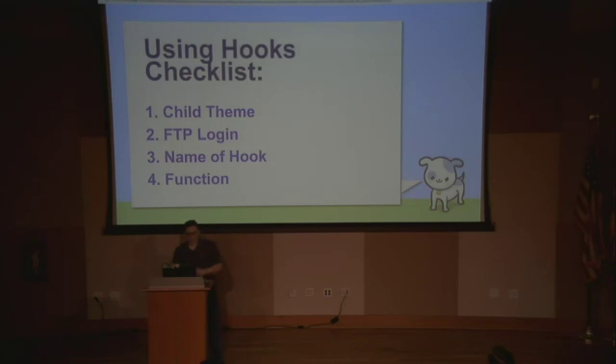And third, of course, you're going to need to know what hook it was. Like, for example, I knew it was in the loop product title. I knew it was there. So you're going to have to figure out what do you need to reference here. Do you need to reference a filter? Do you need to reference an action? They're two different things. And then number 4, of course, what is the function you actually want to do?